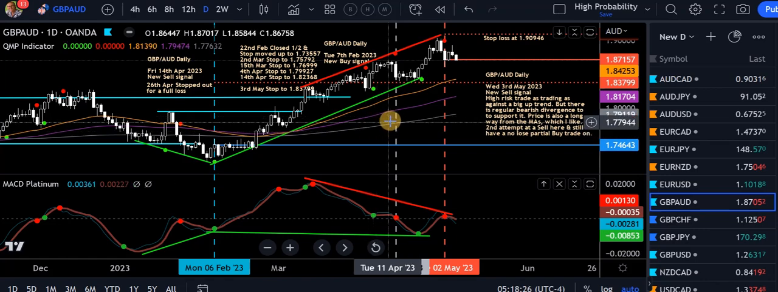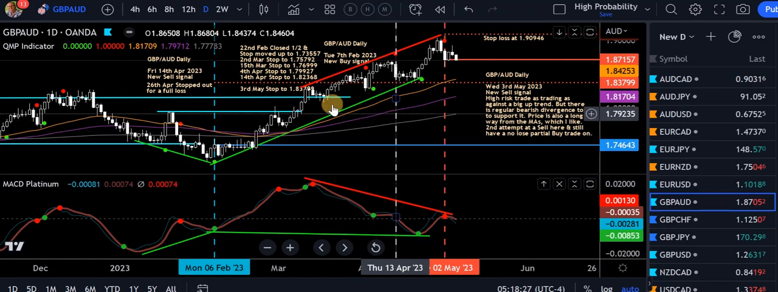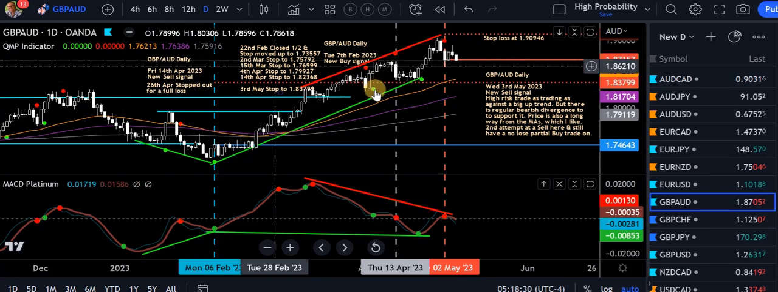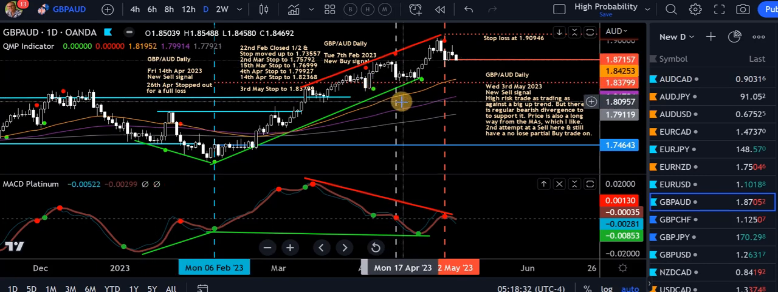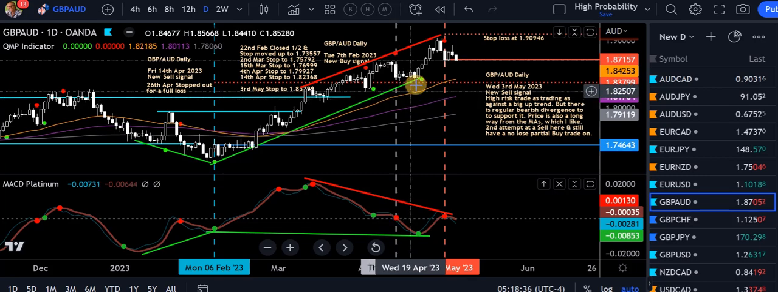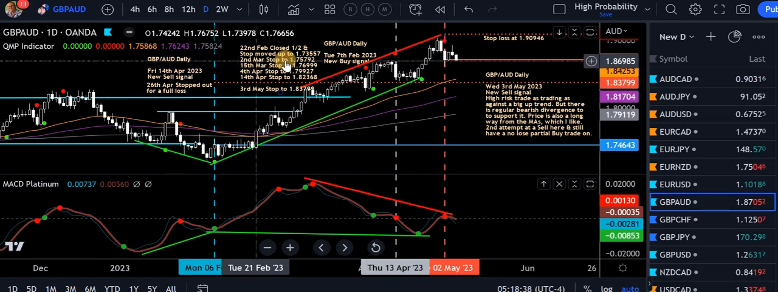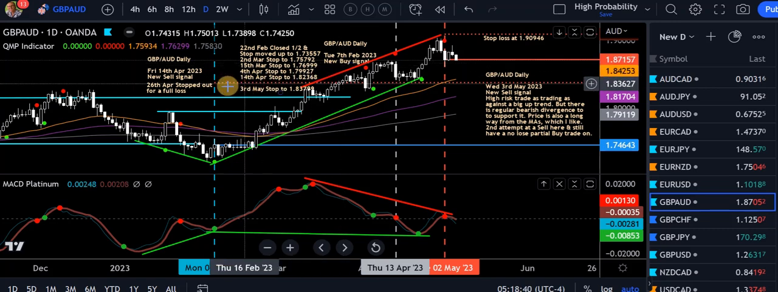So basically, I took a sell where this grey vertical line was. That's these notes here, the 14th of April. Here goes the Wi-Fi again. 14th of April, lost it. That was stopped out for a full loss. You can see that there. Then the 7th of Feb, that's this one here.